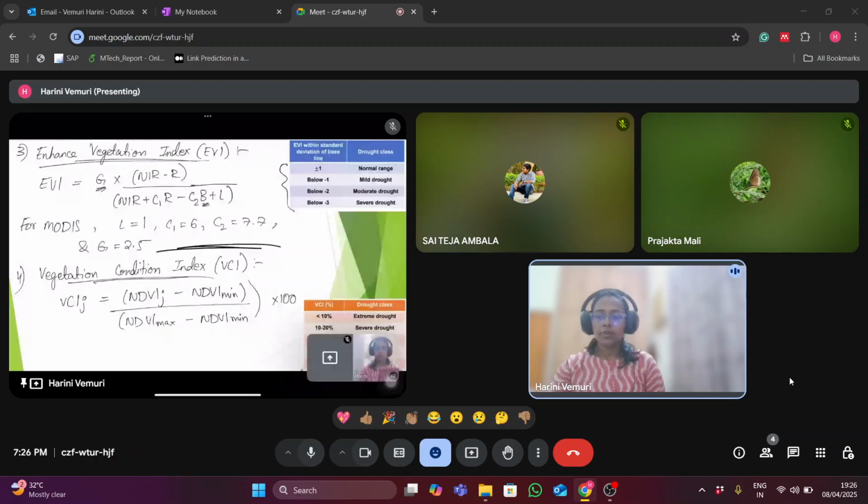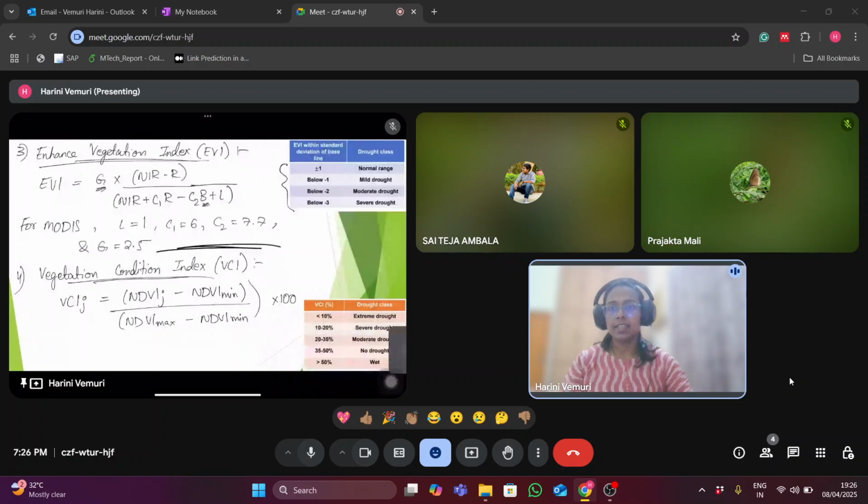Okay. So now we are talking about VCI, Vegetation Condition Index, which we calculate using the formula NDVI minus NDVI minimum by NDVI maximum minus NDVI minimum into 100. NDVI is the NDVI for the jth month or week, and NDVI minimum is the long term minimum, for example 20 years. You can take 20 years, 25 years, but the minimum should be 20 years. NDVI maximum is the long term maximum NDVI for the jth month or week.